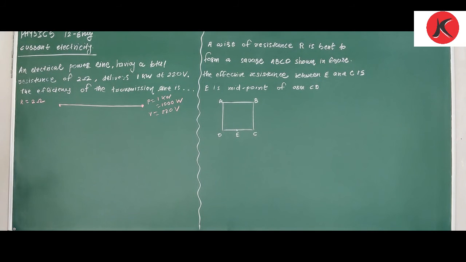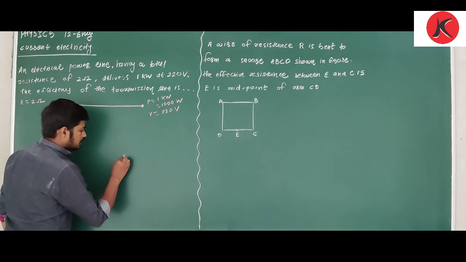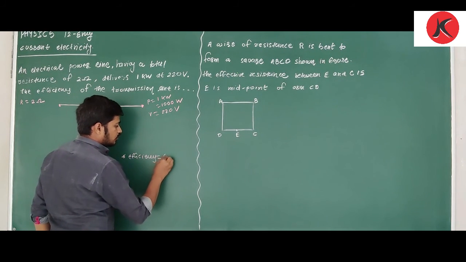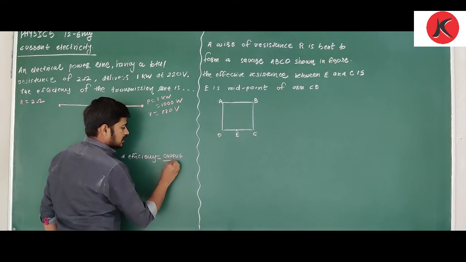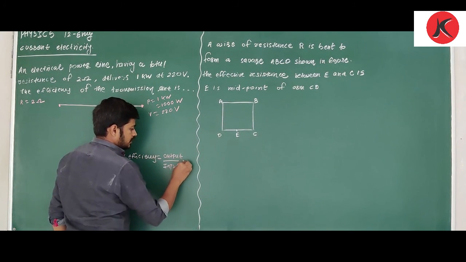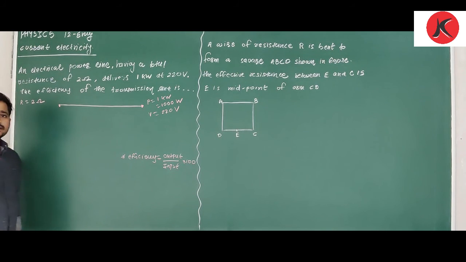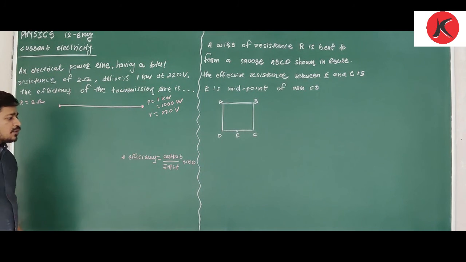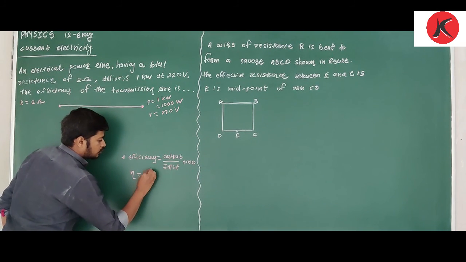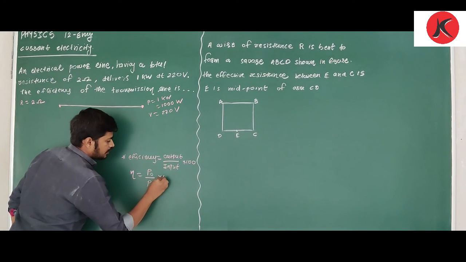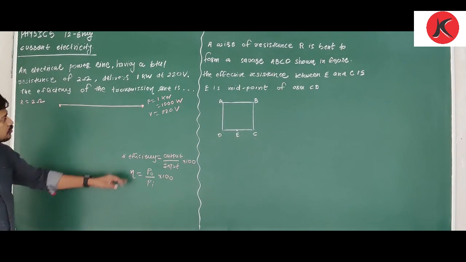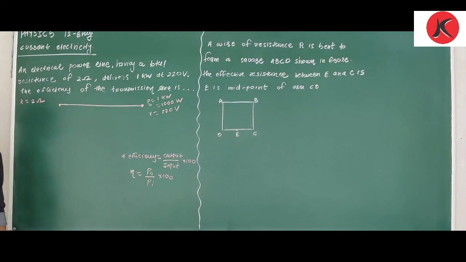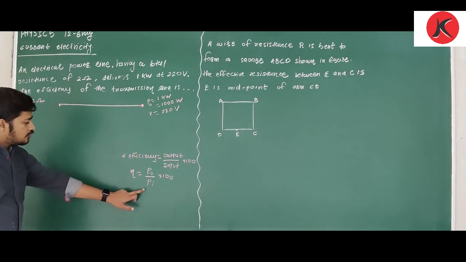Now, first of all, what do you mean by efficiency? Efficiency is equal to output upon input into 100. It is a general equation. Here, how to find efficiency? Eta is equal to output power upon input power into 100. You are given the output power, PO, which is 1 kilowatt. You have to find PI.